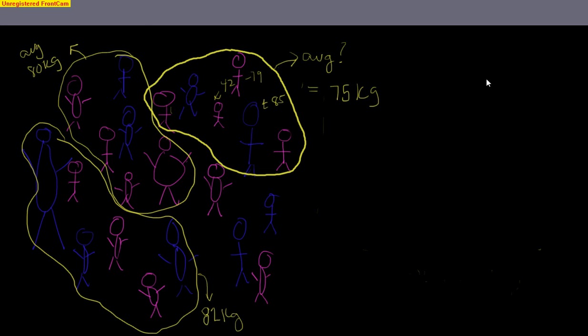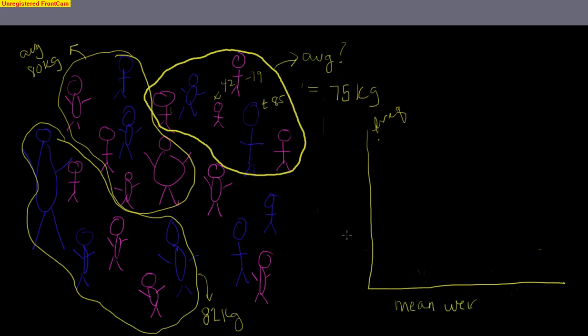Okay, so what if we plot this data? I'm going to do the same thing I did before. I'm going to create a table here. This is still going to be our frequency. Except down here now, instead of having the individual weights of people, I'm going to have what we call the mean weight, in kilograms, okay?